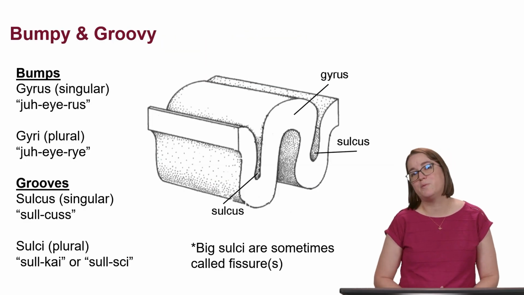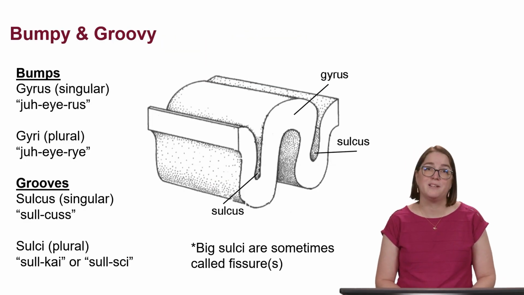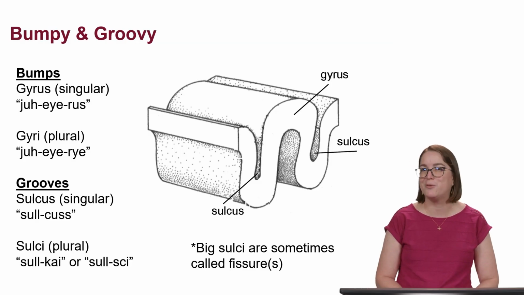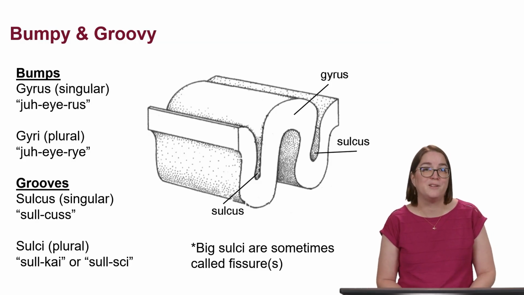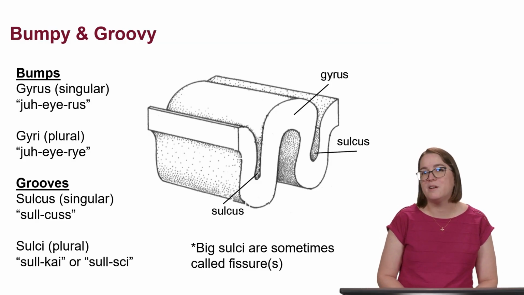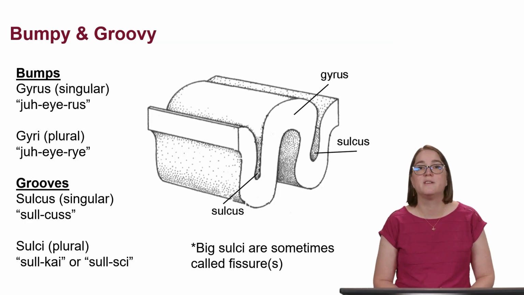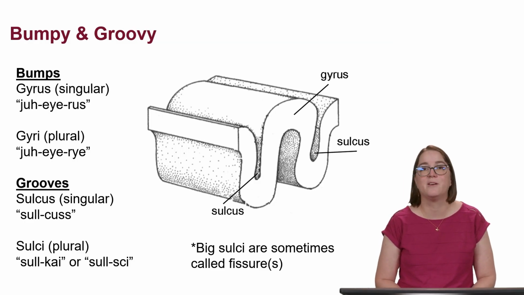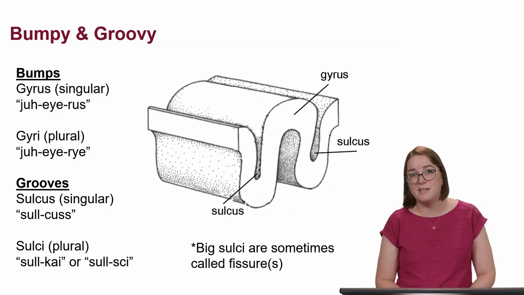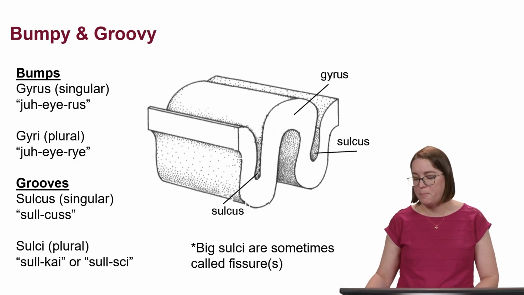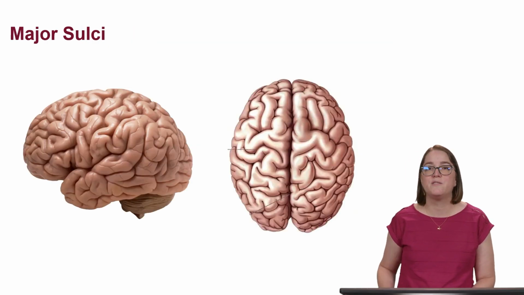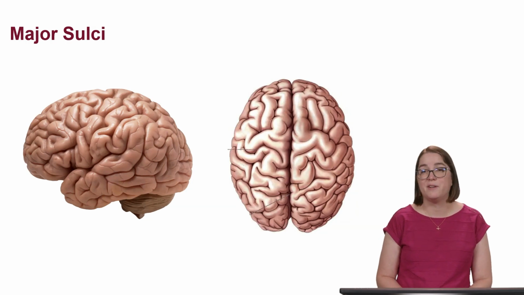As I mentioned, the cerebral cortex is convoluted, meaning it's both bumpy and groovy. You might already know the technical names for these structures. A bump is called a gyrus. Plural bumps are called gyri. A groove is called a sulcus. Plural grooves are called sulci, or sometimes sulci. If the groove is especially deep, it is sometimes called a fissure. For the most part, the patterns of gyri and sulci are the same across different human brains.